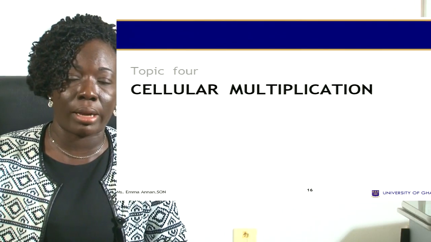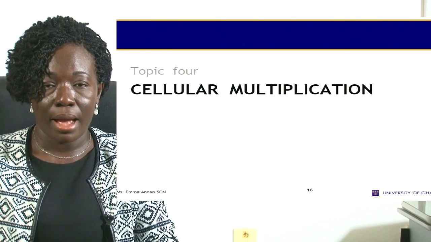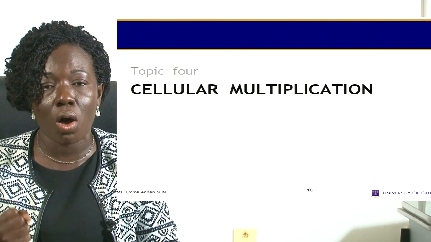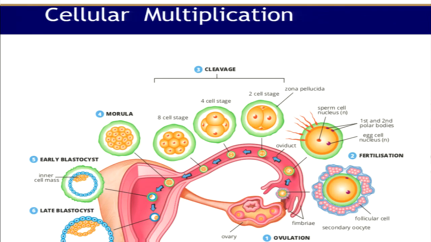We'll move on to cellular multiplication. After fertilization, the fertilized ovum is called a zygote. Let's look at another image. This is the ovary. It releases the ovum to the fallopian tube. Then fertilization takes place in the outer third of the fallopian tube. So this is the fertilized egg. As you can see, it's still surrounded by the zona pellucida.